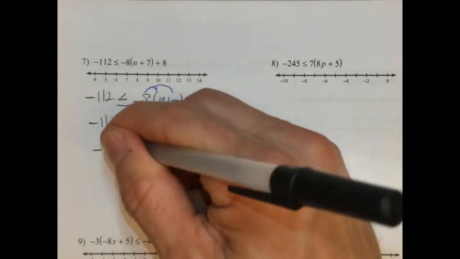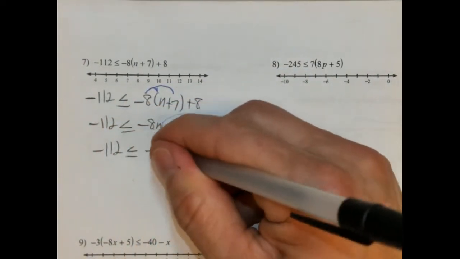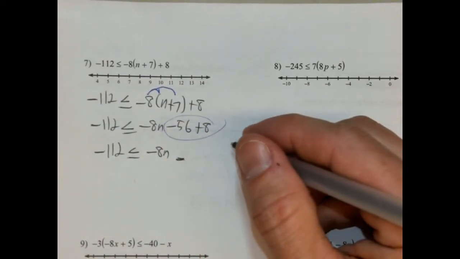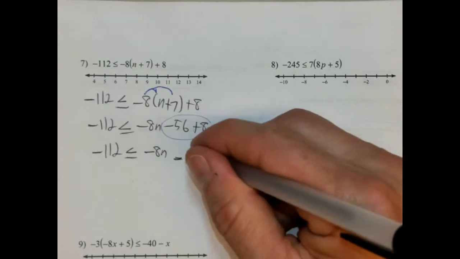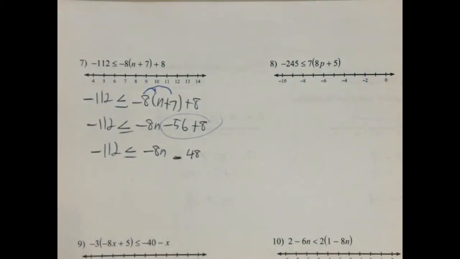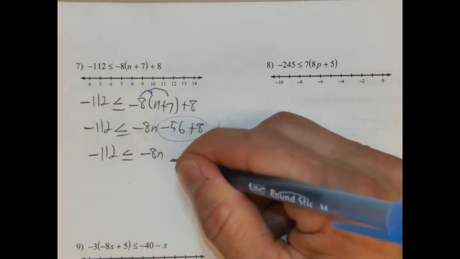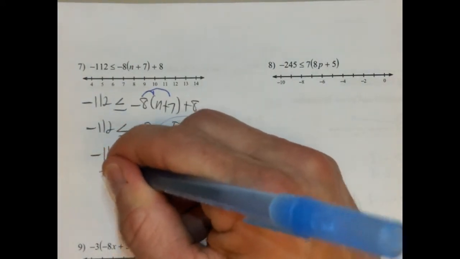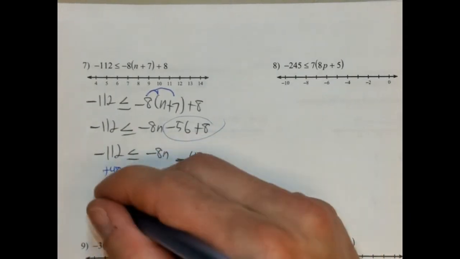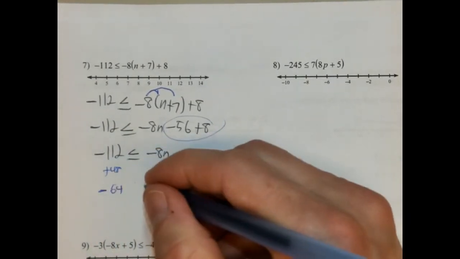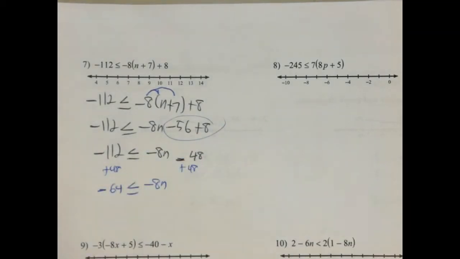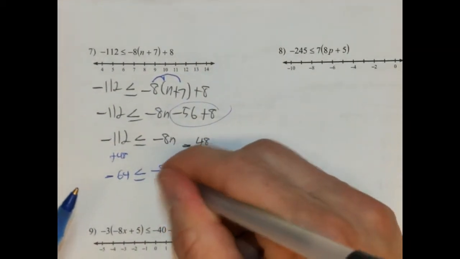So negative 112 is less than or equal to negative 8n minus 48. Yeah, minus 48. Then we're going to add 48 to both sides. That's our constant. I believe that's going to be negative 64. Yeah, it's negative 64. And negative 8n. So now we're going to divide by negative 8 because that's our coefficient.